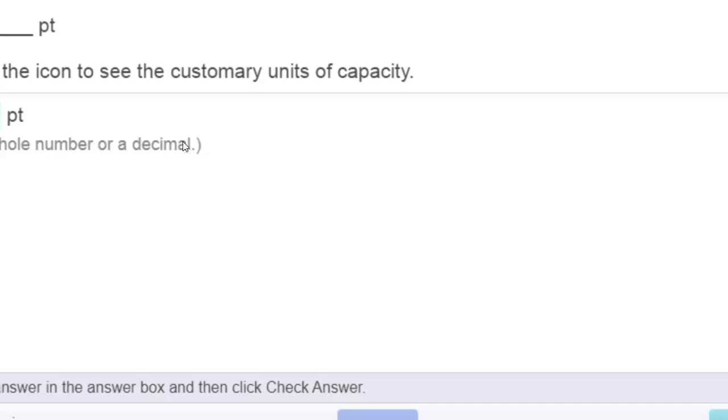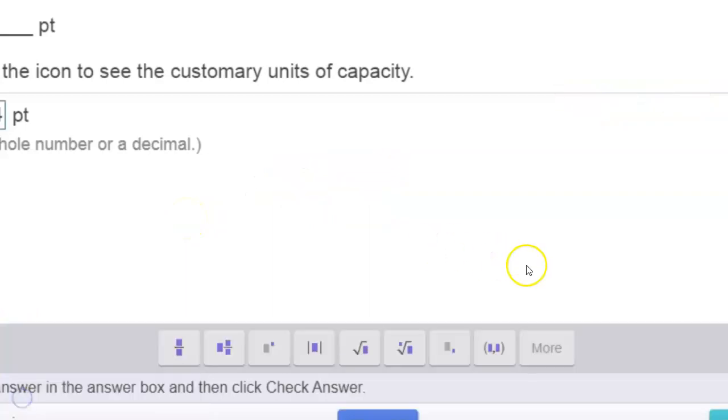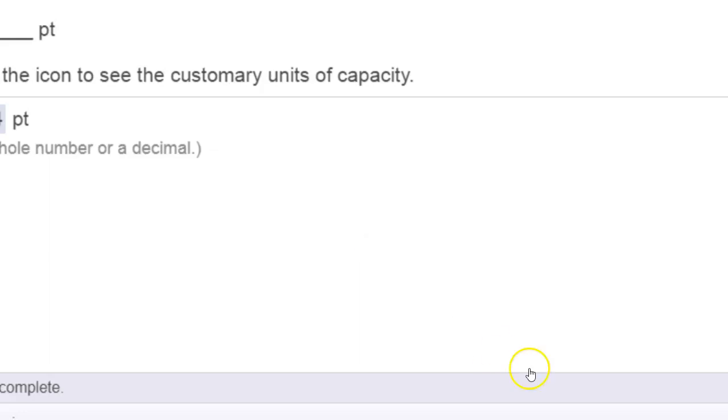Multiply. So I'm going to set up my problem again. So I'm multiplying 7 quarts times 2, because there's 2 pints in each quart. So my product, or my answer, is going to be simply 14. I'll check my answer again. Good job. Moving on to question 9.